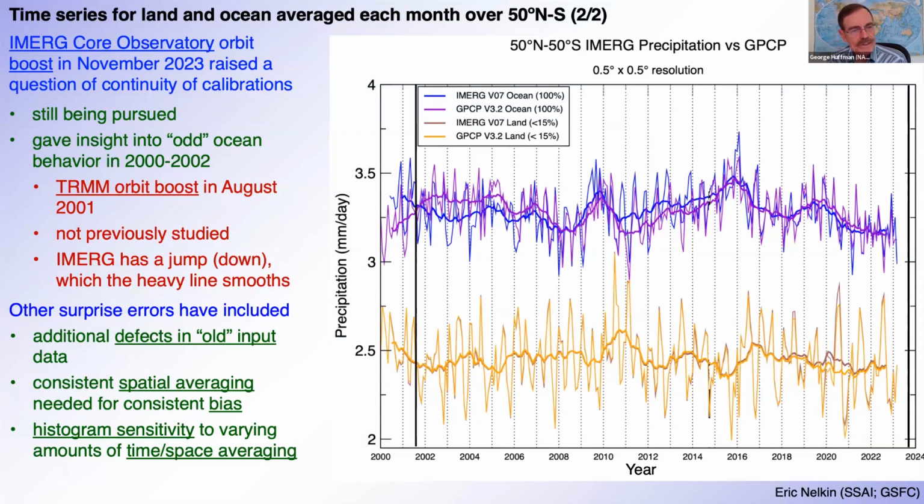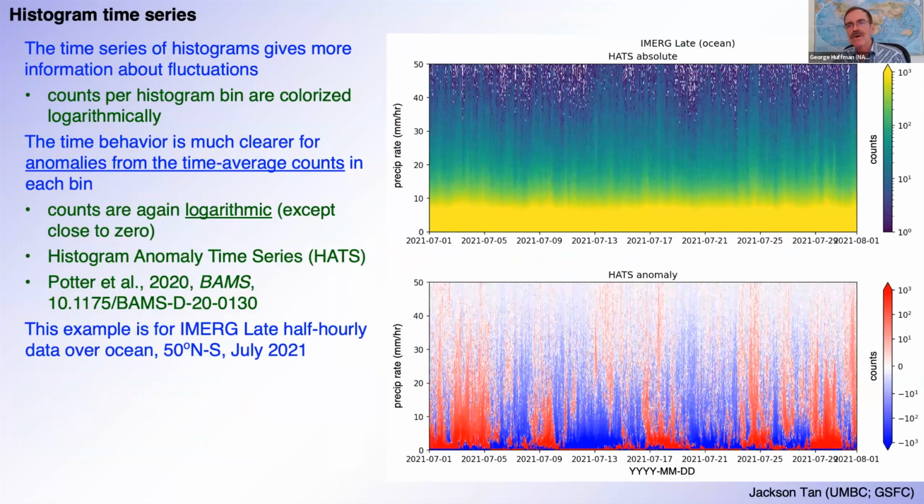Some other surprises. We start finding defects in the old input data. We need consistent spatial averaging for different sensors that have different resolutions to get a consistent bias. Finally, the histograms are sensitive to the amount of time-space averaging that happens. This is not a surprise when I say it, but until you say it, you don't necessarily think about it. So we have moved the goalposts.